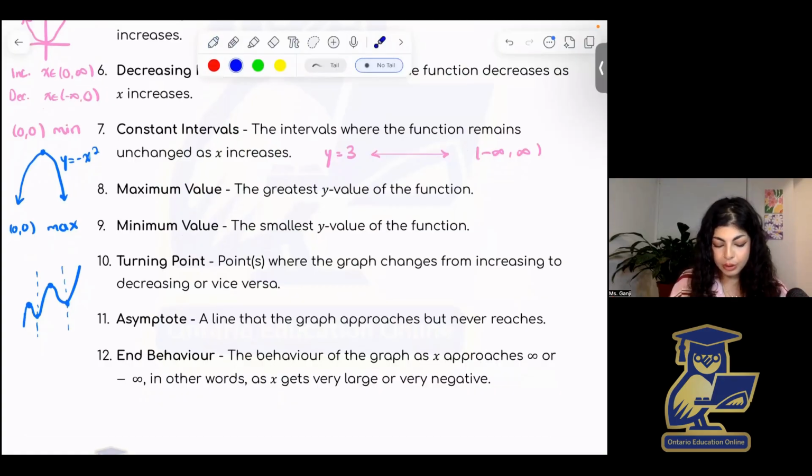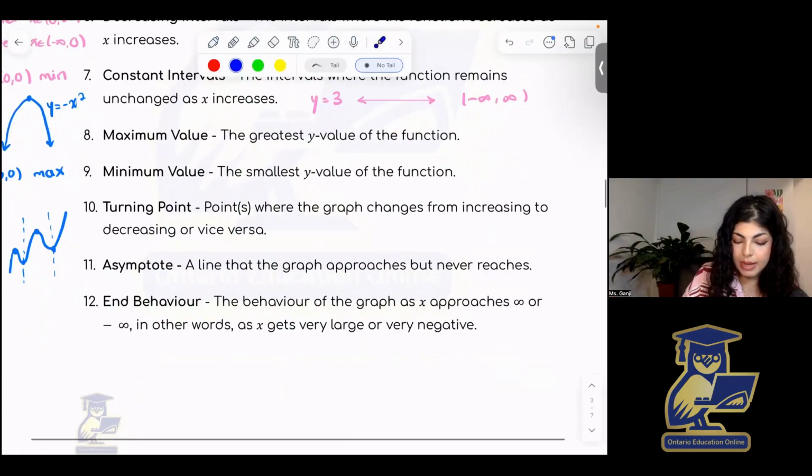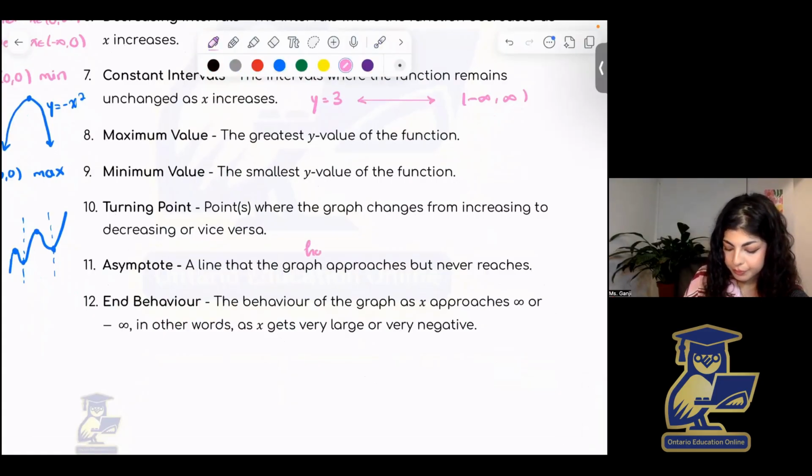Next, we have asymptotes. So asymptotes are lines that the graph approaches but never reaches. And remember, these can be horizontal, vertical, or oblique, which are just diagonal.